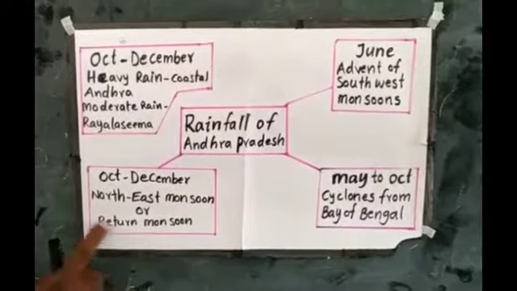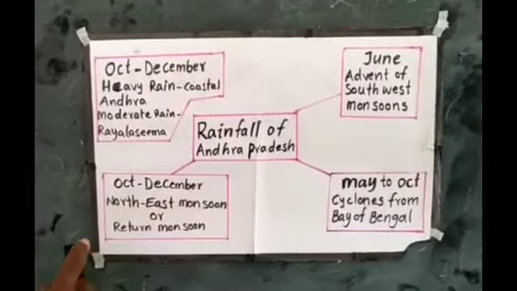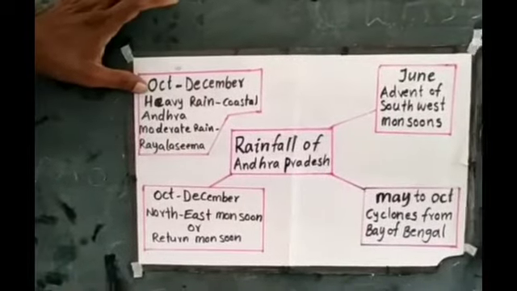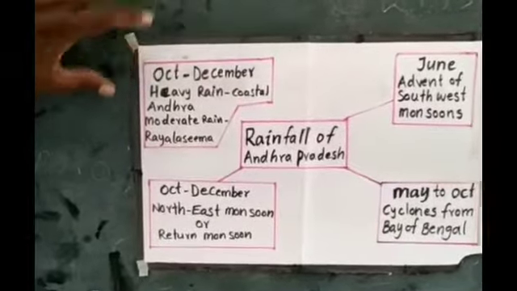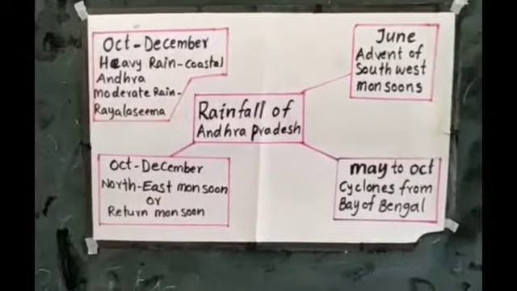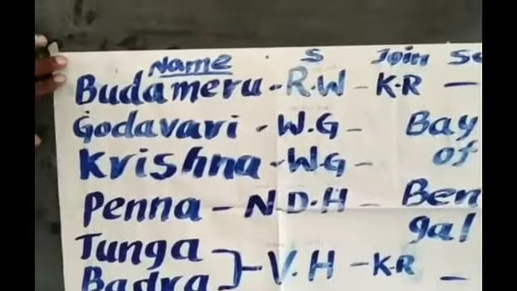What is the second name? Northeast monsoon or return monsoon. And from October to December, heavy rains fall on coastal Andhra Pradesh, with especially moderate rainfall in the Rayalaseema district. Coming to this picture, it is explaining the rivers.